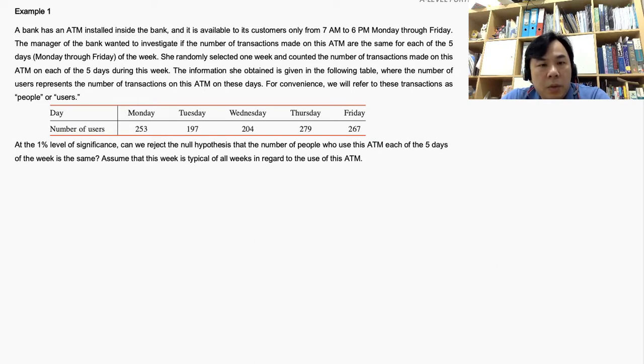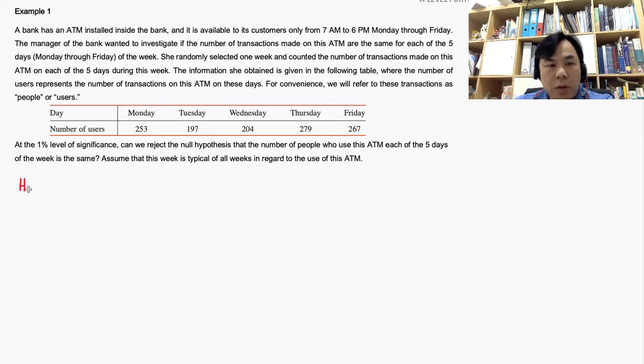Lastly, we have to assume that this week is typical of all weeks in regards to the use of this ATM machine. Basically, the last statement refers to randomization, so the sample that she has collected is assumed to be a random sample, so that the result would be the best representation of how the outcome would look on any other days. Now, firstly, for any type of hypothesis test, we have to write down the hypothesis statement.